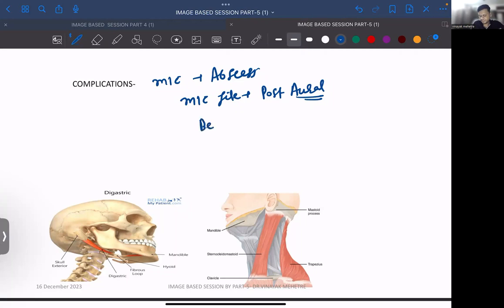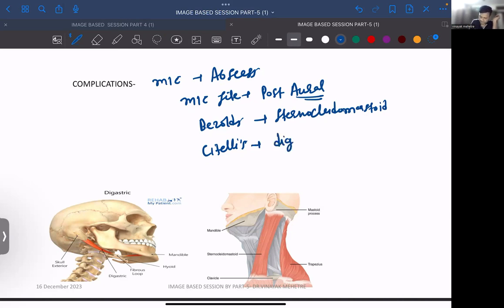One is called Bezold's, and the other is Citelli's. Bezold's abscess will involve which muscle? It will involve the sternocleidomastoid muscle. The name itself has mastoid, right? And Citelli's abscess will involve the digastric muscle. Remember by the mnemonic BCCD. B and C sound similar, right? C and digastric. BCCD. Remember it like this and the answer will automatically come. When a one-liner comes, you don't even need to read. Just remember BCCD.